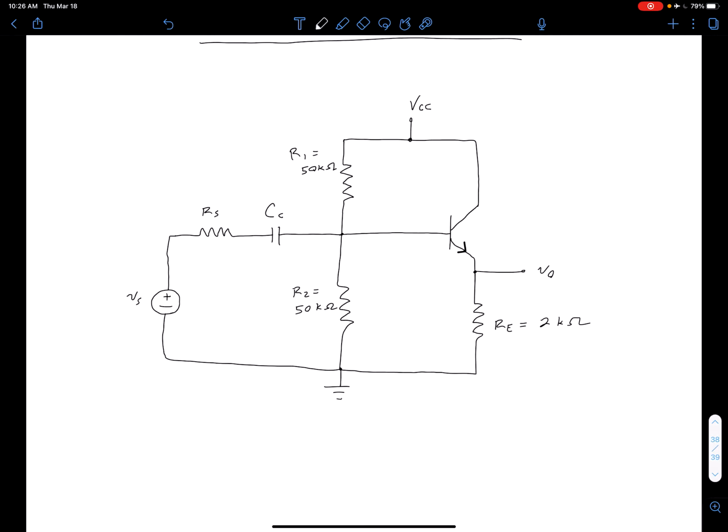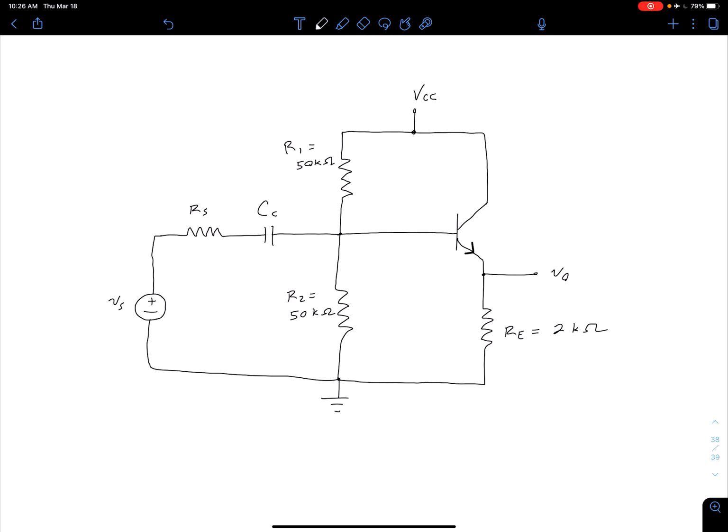A couple of things to note which make this a common collector configuration. One, we see our collector is connected to VCC directly. You might be saying, well, that's not ground. But remember, our DC source is signal ground. So because our collector is connected to signal ground, we say we have a common collector configuration. We still have our input signal VS connected indirectly to our base, and we also have our output now coming off of our emitter terminal. So all three of these things together tell us that we have a common collector configuration.